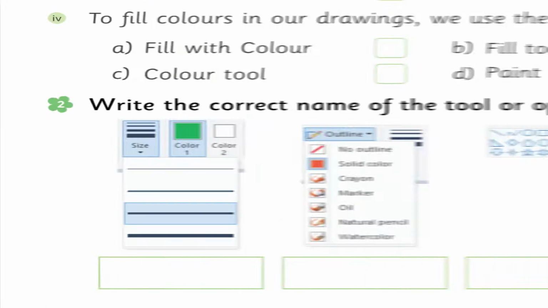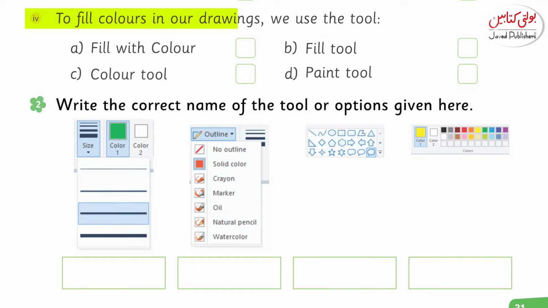Option D. To fill colors in our drawings, we use the tool. Option A, fill with color. Option B, fill tool. Option C, color tool. Or option D, paint tool. Option A is the right answer, fill with color.